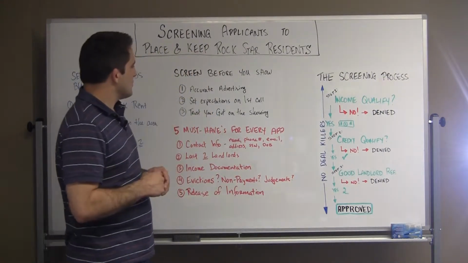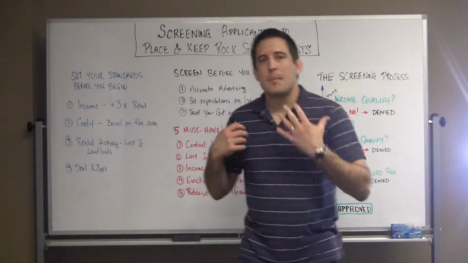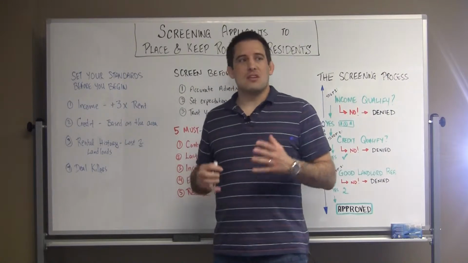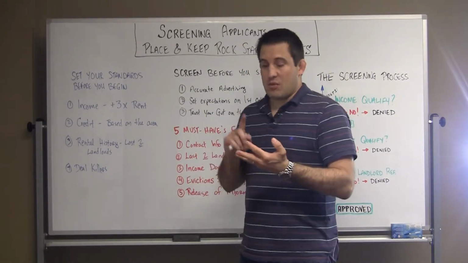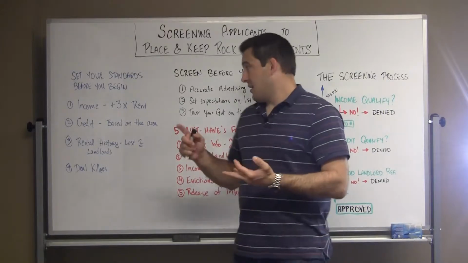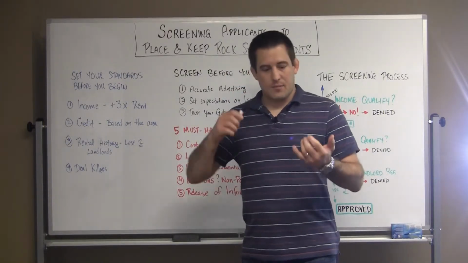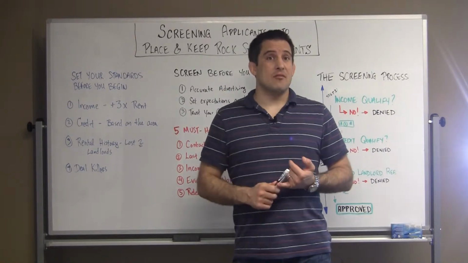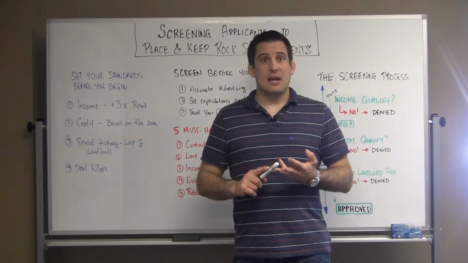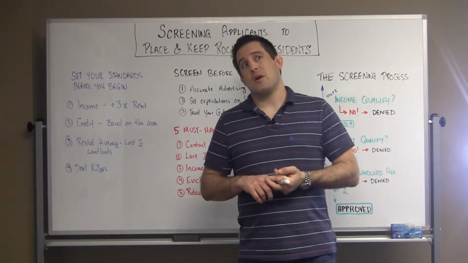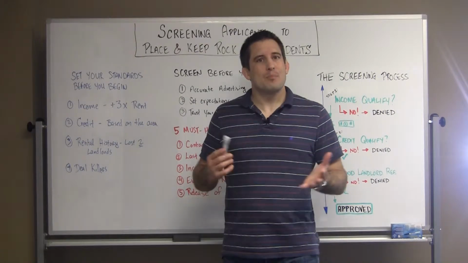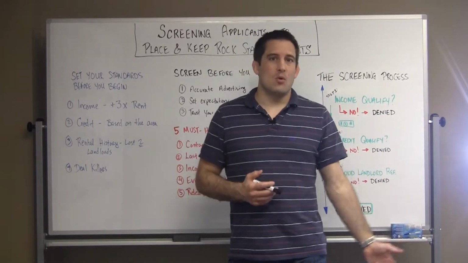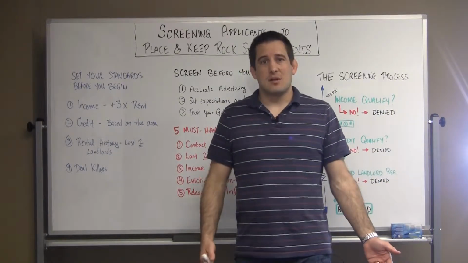Then, when you get calls after you start advertising, make sure you set expectations for the applicants that are calling you. If you know that you're going to need 3 times the rent, that credit has to be good, and that you're going to need rental history. If you've got somebody young that's calling you that this is going to be their first apartment, and they've got bad credit, and they just started their job 2 weeks ago, and it's only 2 times the monthly rent, that's probably going to be an automatic denial. So don't waste your time scheduling an appointment and showing the apartment to somebody that you know is not going to be qualified.